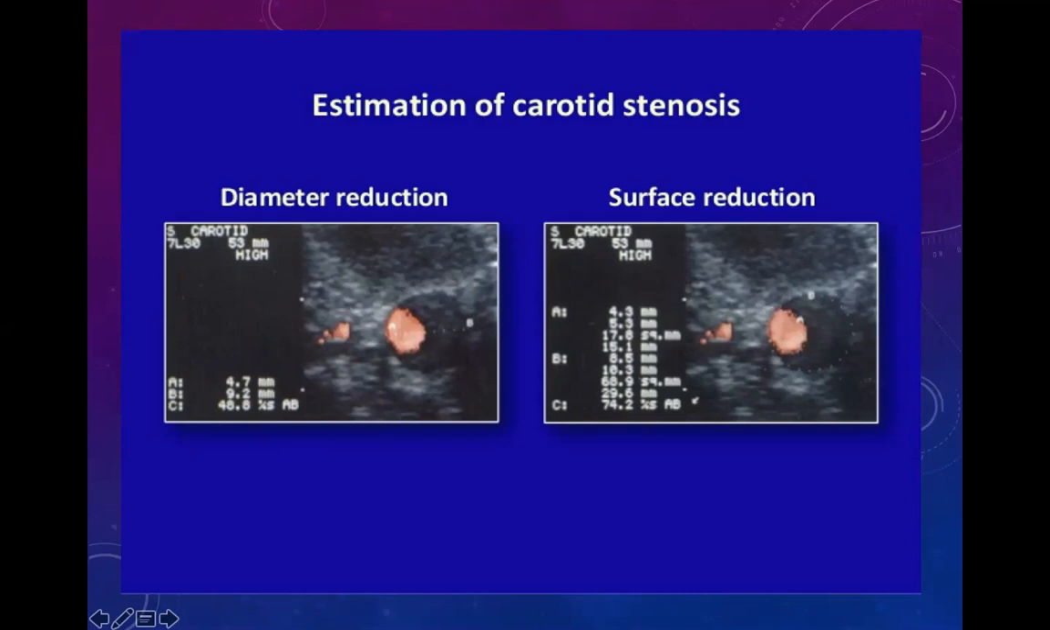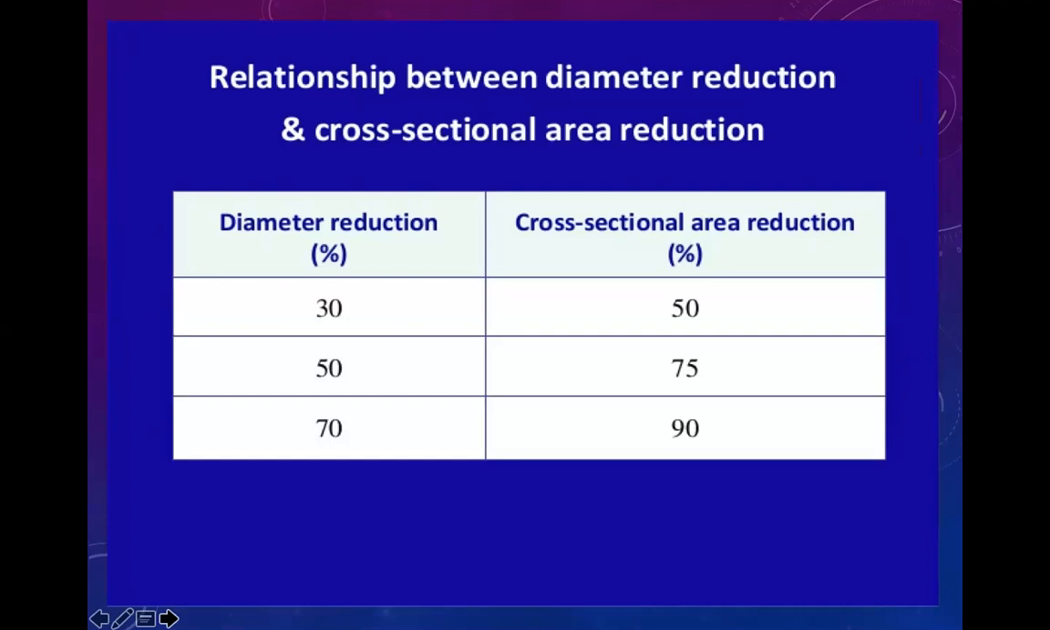So the relationship between diameter reduction and area reduction is that if the diameter reduction is 30%, the cross-sectional area is reduced by 50%. This is kind of an extrapolation where you just draw a line. If this line is 30% reduced, then the actual flow is reduced by 50%. If it is 50% diameter, it corresponds to a 75% cross-sectional area reduction. And if it is a 70% diameter reduction, the cross-sectional area is reduced by 90%. So this table is very helpful in extrapolating.